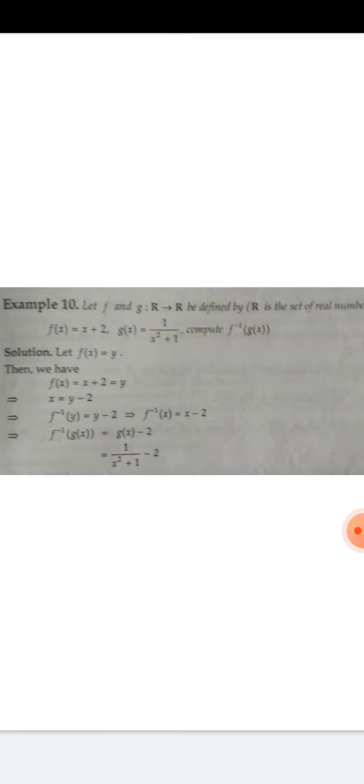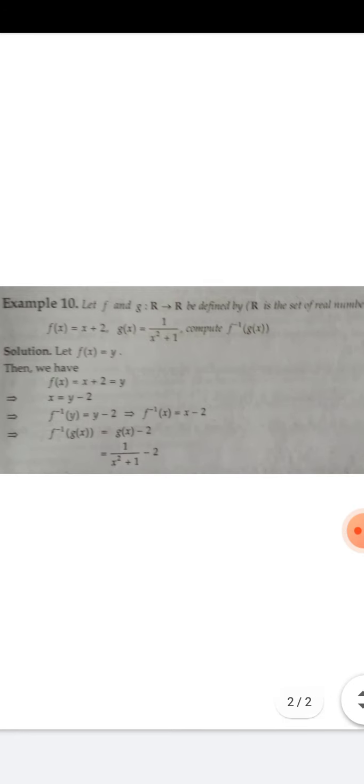So the answer will be f inverse of g(x) is equal to g(x) minus 2. Put the value of g(x) in place of x: 1 upon x square plus 1 minus 2. You can also solve by taking LCM or you can leave it here. So this is the method of finding inverse, and with composition also. If composition is also given, you don't have to worry. Just find the inverse in the way I have taught you, then you can put the inner function into the outer function easily. Here g(x) had to be put into f inverse in place of x.